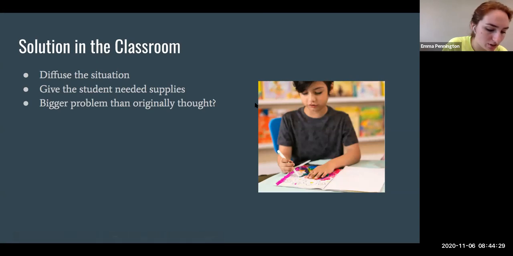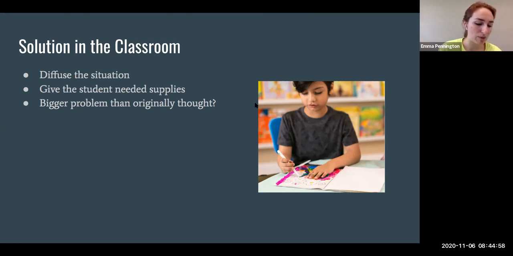So our solution, in order to quickly and efficiently solve the problem, the teacher would give the student the supplies that they need to complete the project. The teacher would say something like, "These look like Emily's markers, but I have other markers that you can use." We need to diffuse the situation and make sure that the child using another person's supplies is not embarrassed. We may want to talk to the child on a separate occasion to make sure that they have everything that they need at home and at school.